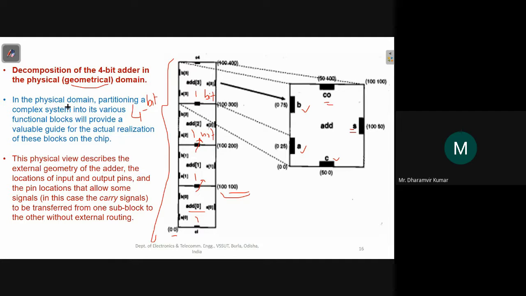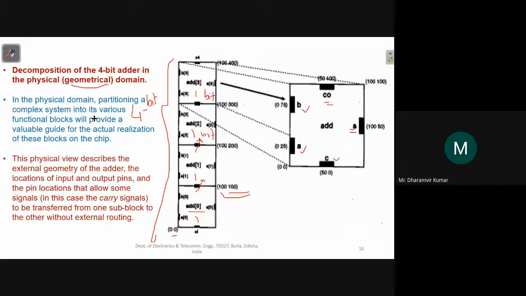So this is the geometrical domain. In the physical domain that we had seen just before this, partitioning a complex system into its various functional blocks will provide a valuable guide for the actual realization of these blocks on the chip. It provides a great amount of information, because we get to know that this particular block consists of these many sub blocks and so on. So we get to know the detail behind those things.